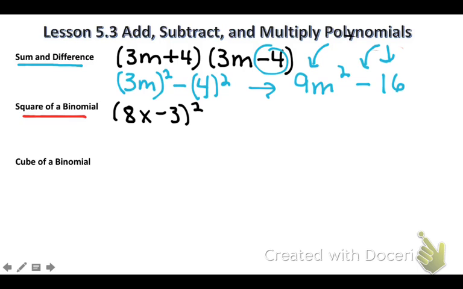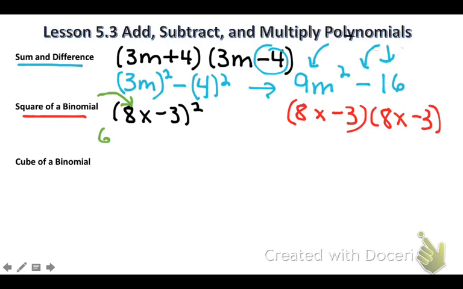For square of a binomial, that's actually 8x minus 3 times 8x minus 3. So we could simply, again, FOIL it, but there's a little bit of a shortcut that we could use. Perhaps remember from Algebra 1, square the first term, square the last term, multiply these two together, so negative 24x, and double.